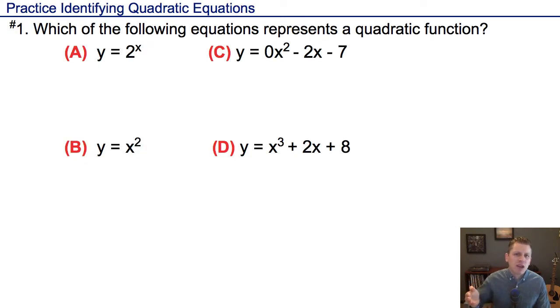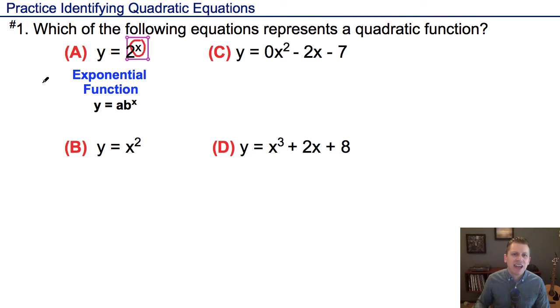Which of the following equations could represent a quadratic function? Well, in this case, we have 4 different types of functions, and we need to know which one's a quadratic. The first one is not a quadratic function. That's an exponential function. You can always tell something is an exponential function when the exponent is a variable. In this case, that exponent of x makes it an exponential function.